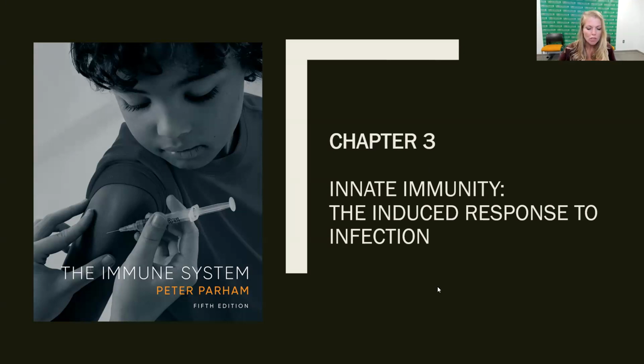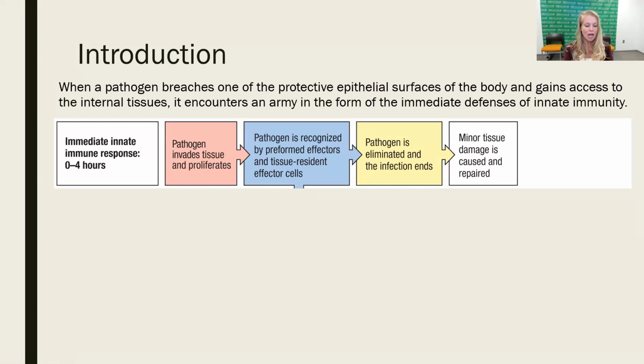go through. So if we go ahead and we just jump right in, we talked about in chapter 2 how a pathogen somehow has to get past that first barrier layer, whether it's the skin or the gut epithelium, but some way a pathogen breaches that epithelial layer and gets into the body's tissue or gains access to the internal tissues. When that happens, that's when that pathogen, or that foreign invader, is going to be met with the army of the immune system, and that is going to be immediate. And so those immediate defenses of innate immunity kick in.